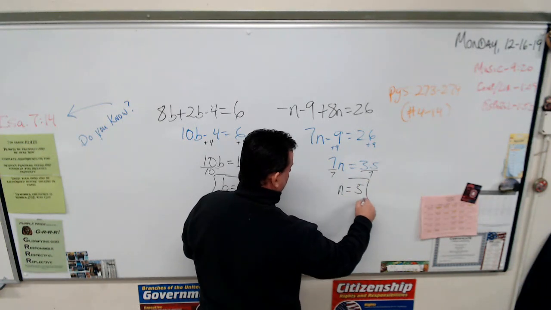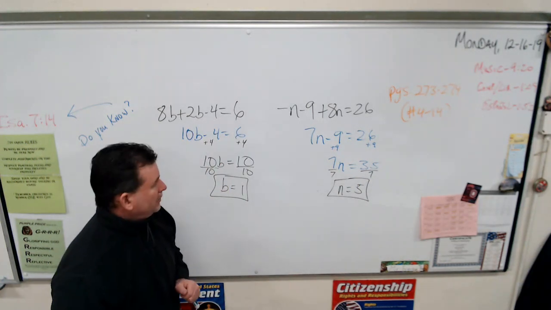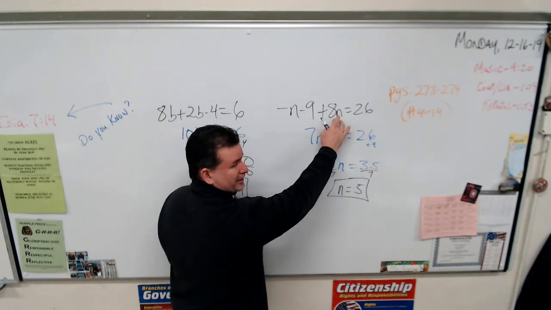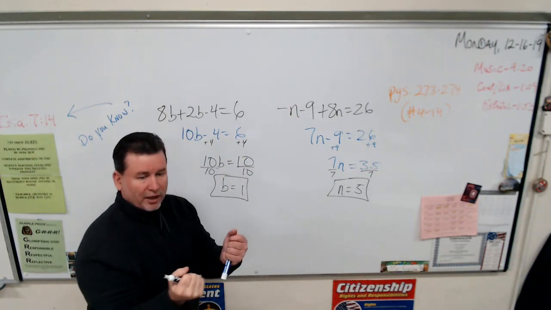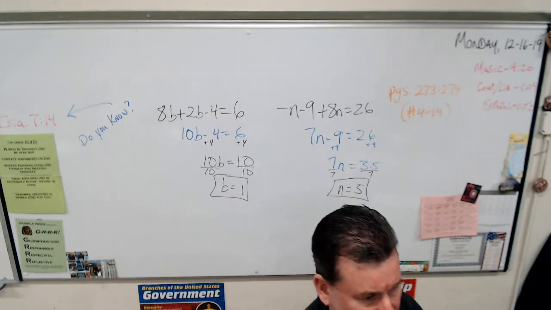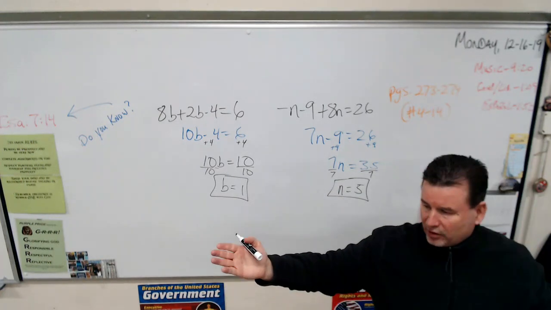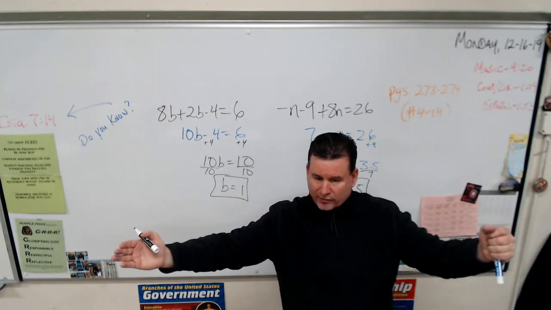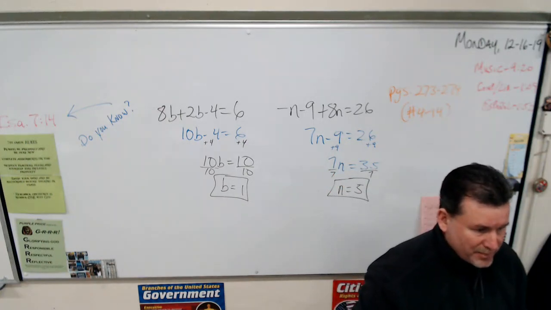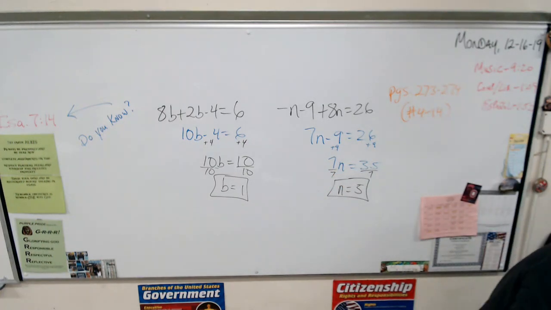How'd you get the 7? 7 because positive 8 and negative 1. The like terms combine first. You can combine the n terms. A positive 8 and a negative 1 gives you positive 7.